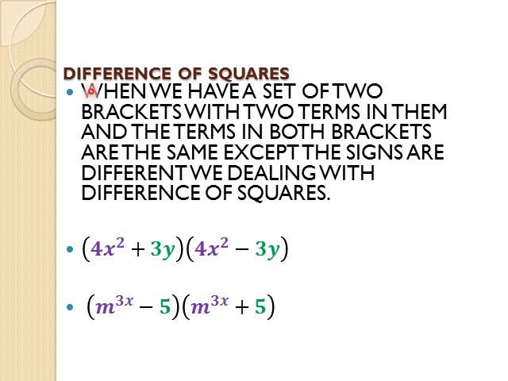Right, so for us to understand when it's difference of squares, we have to know there will be 2 brackets with 2 terms in them, the 2 terms being binomials. Both brackets are the same except the signs are different when dealing with difference of squares. So if you look there, I have 4x squared and 4x squared, 3y and 3y the same. But one is positive and the other one negative, so when I multiply out here, I'm going to end up with difference of squares. Same here, m to the power 3x, m to the power 3x the same, 5 and 5 the same, but one is negative and positive, so when I multiply out, I'm only going to end up with 2 terms. Right, difference of squares.